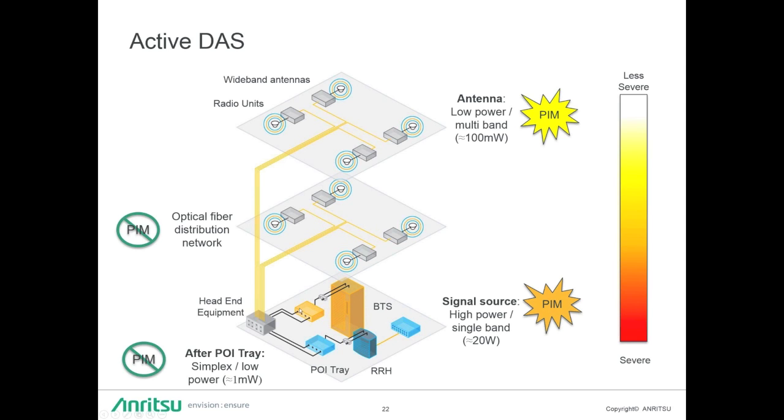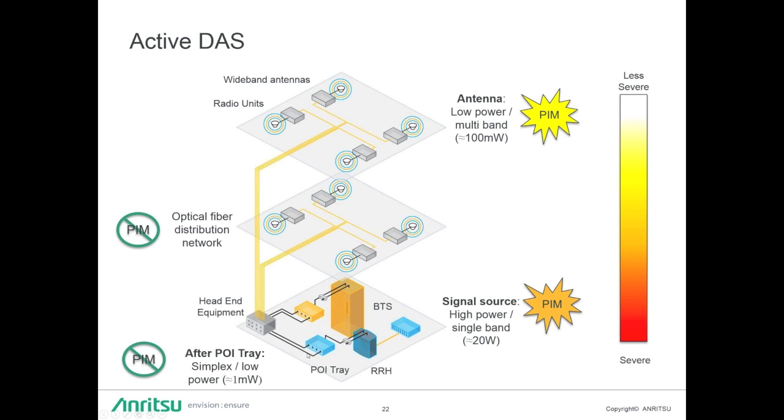So at the output of this point of interface tray, PIM is not a concern. And the reason I say that is that we've separated transmit and receive, and there's typically an isolation of approximately 60 dB between transmit and receive, which means that even if I did generate PIM in this section, it would be attenuated 60 dB, or attenuated by the isolation of the duplexer, before it could make it back into the receive path to get into that system. That, in combination with the fact that we're down at 0 dBm in power, means that PIM is just not a concern in this section of a DAS.